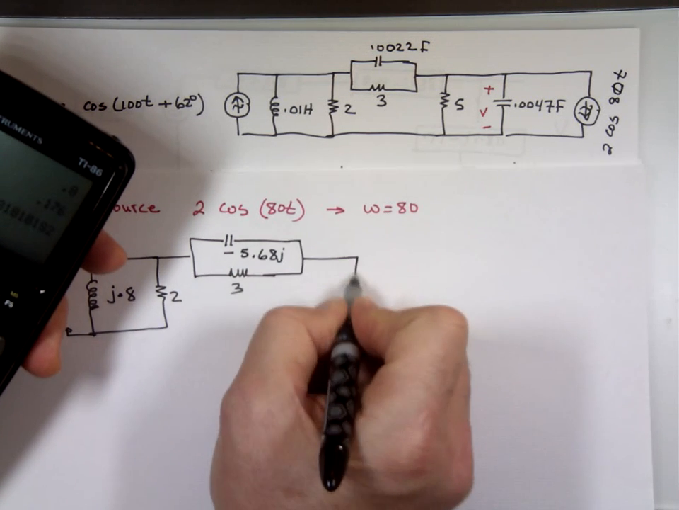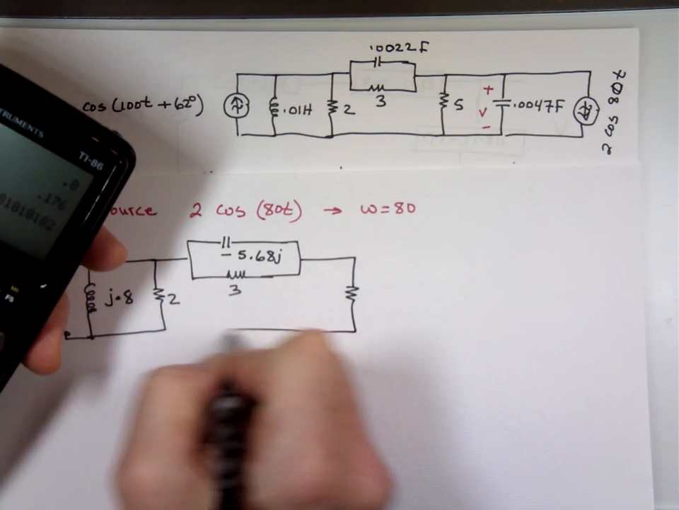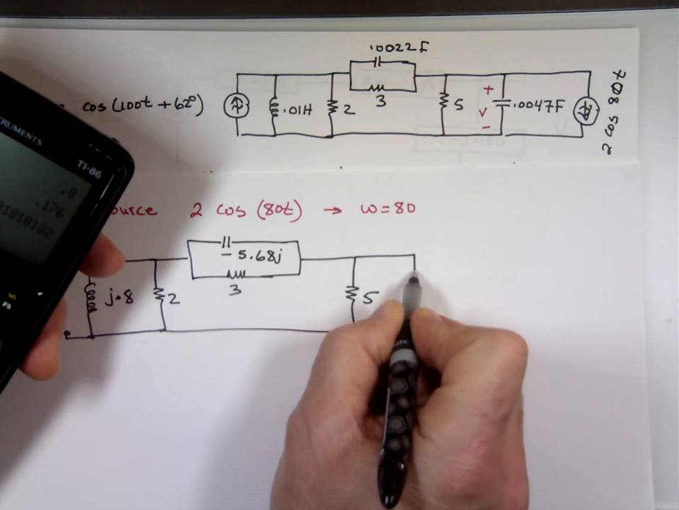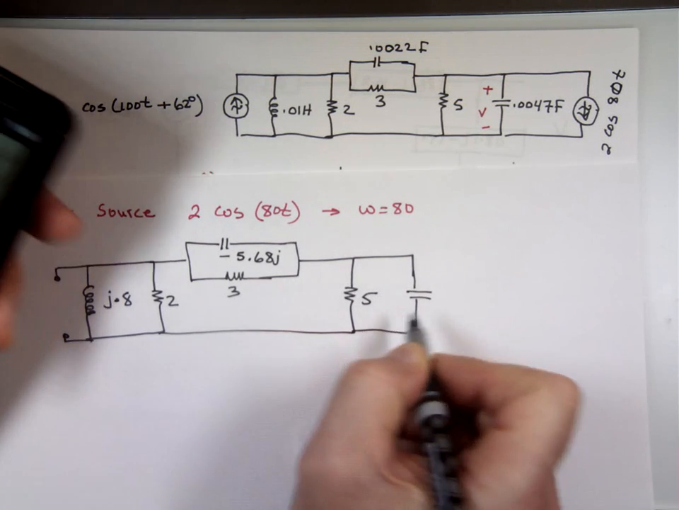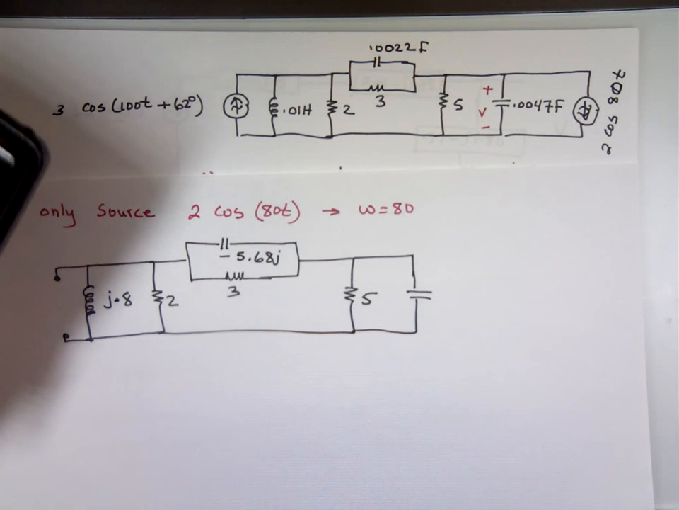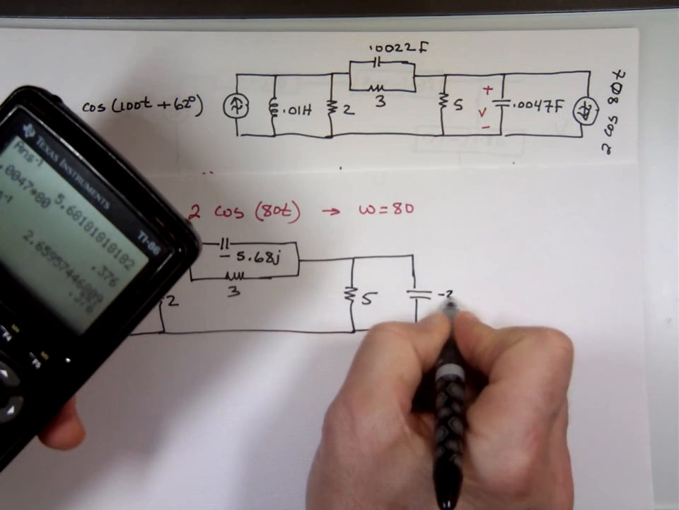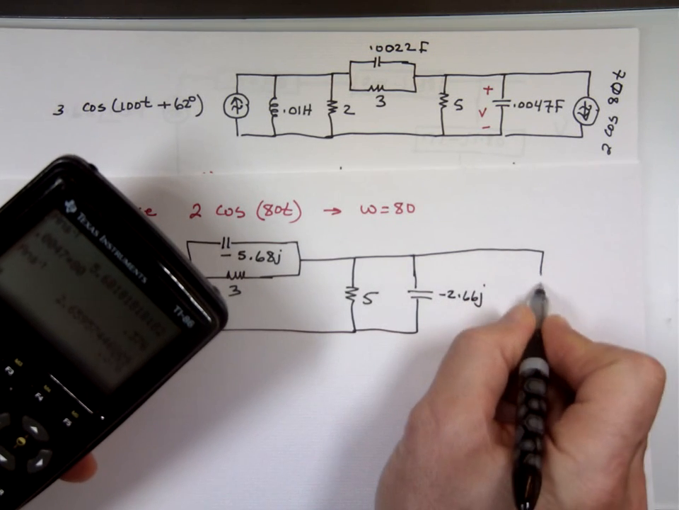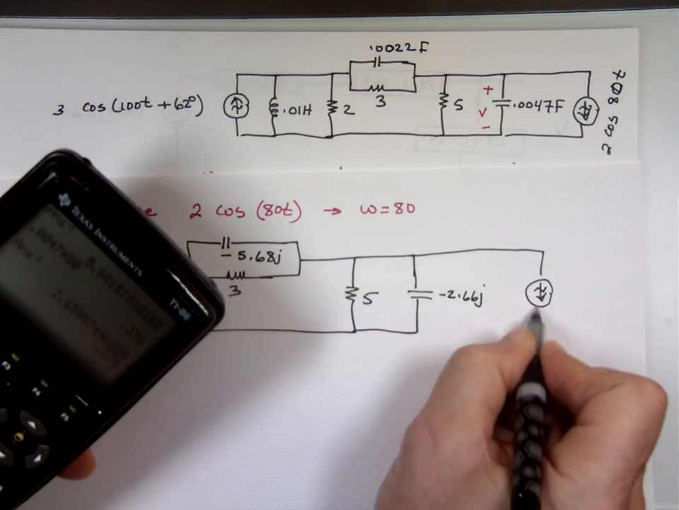That resistor is 5. This capacitor is going to be negative j over omega C. So 0.0047 times the 80, and take 1 over that. 2.66, so negative 2.66j. And that last source is pointing down. I'll put the squiggly line so Omar doesn't remind me here. 2 angle 0.